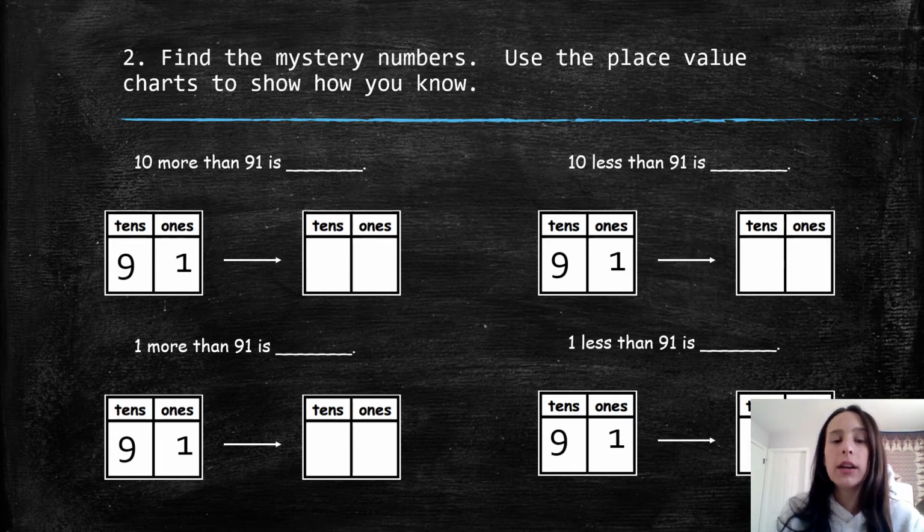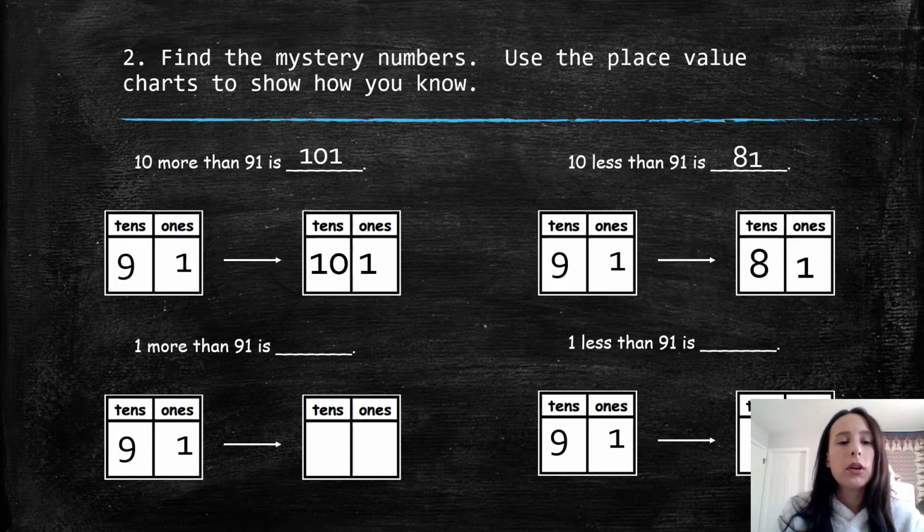If we're doing 10 more than 91, am I changing my tens or my ones? My tens. I'm just adding 1 more 10 or adding 10. That would give me 10 tens, 1 one, which is the same as 101. So 10 more than 91 is 101. Moving on, 10 less than 91 is blank. Well, 10 less, I'm doing the opposite. I'm taking away 1 ten. Take away 1 ten from 9 tens, we have 8 tens. My ones stay the same. 10 less than 91 is 81.